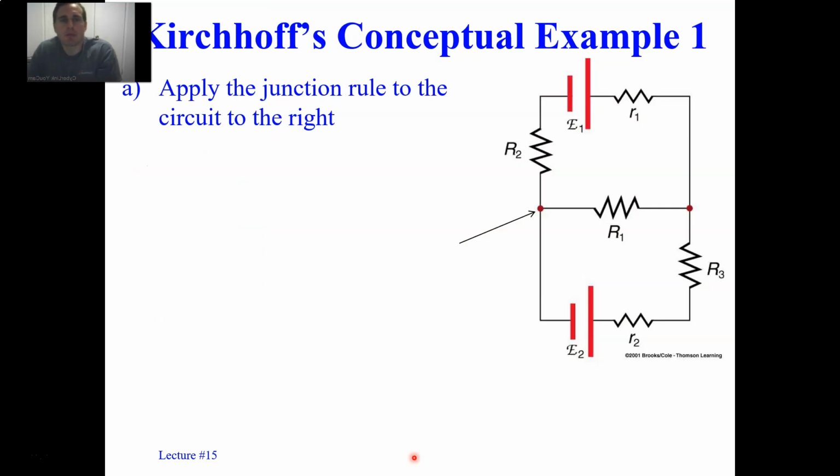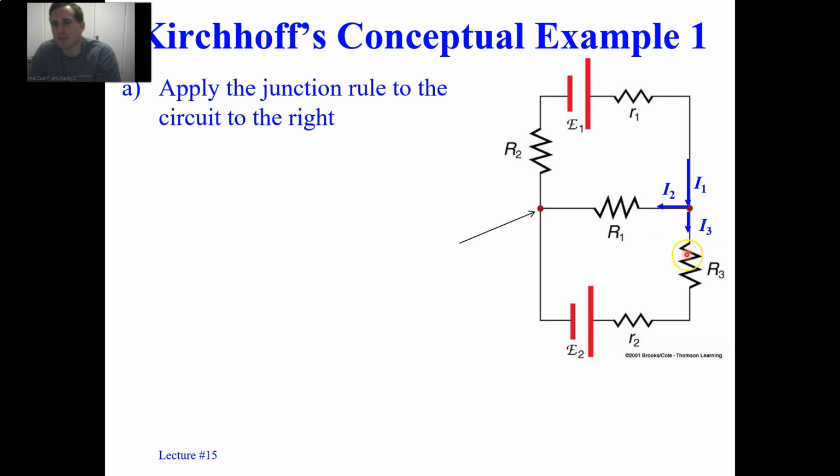Okay, so here's a conceptual example that I'll go through here in the notes. Apply the junction rule to the circuit on the right. Okay, so let's imagine we label current I1 and we label I2 and I3. Okay, I1 seems to be this way because of a battery pumping charge this direction, we think. And then it's hard to tell what I2 and I3 should be in terms of their directions.